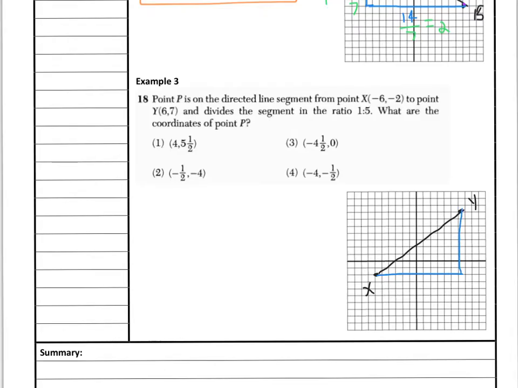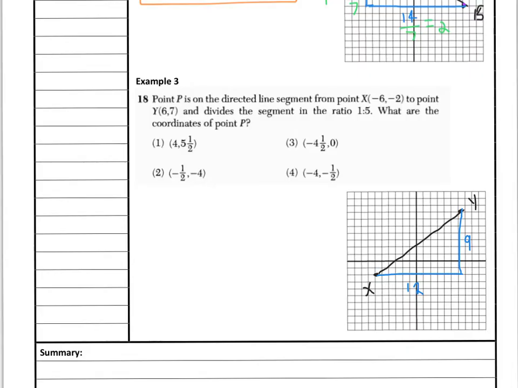So I'm going to count the distance between them horizontally and vertically, add those to my graph. So we got 1, 2, 3, 4, 5, 6. 1, 2, 3, 4. Did I go over too far? No. Okay, so this is 12. Just to make sure. And if I count vertically now, 1, 2, 3, 4, 5, 6, 7, 8, 9.